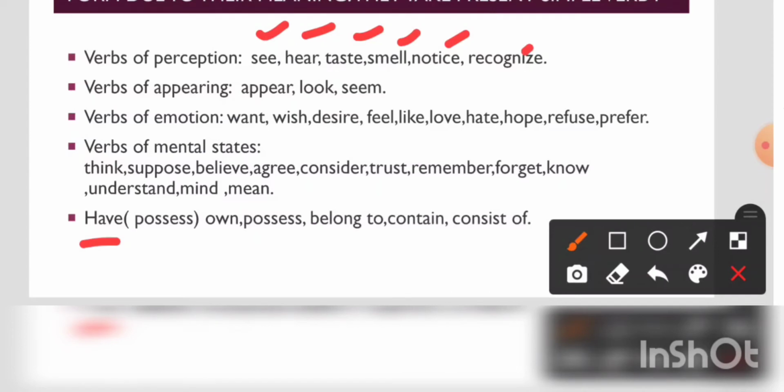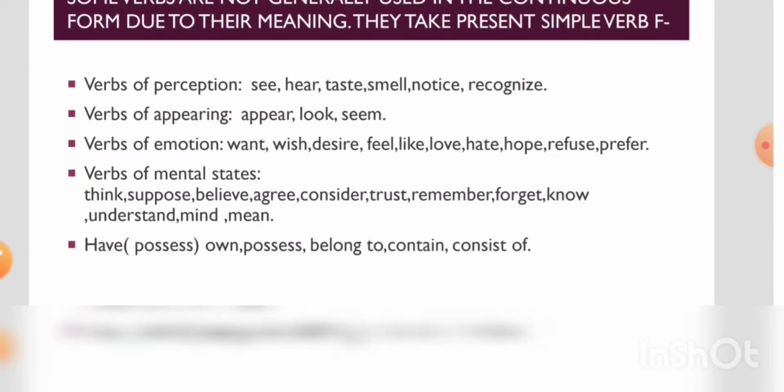Similarly, I am thinking, I am believing, I am remembering, I am forgetting, I am knowing. We can't write them in continuous form. They are wrong. I know, I forget, I remember, I understand. So use present simple verb forms.